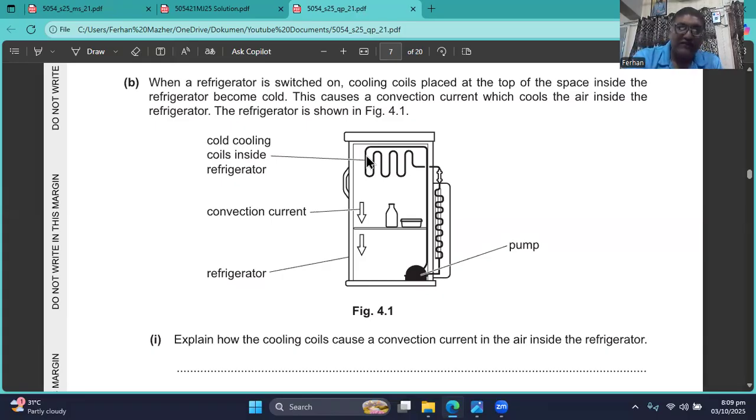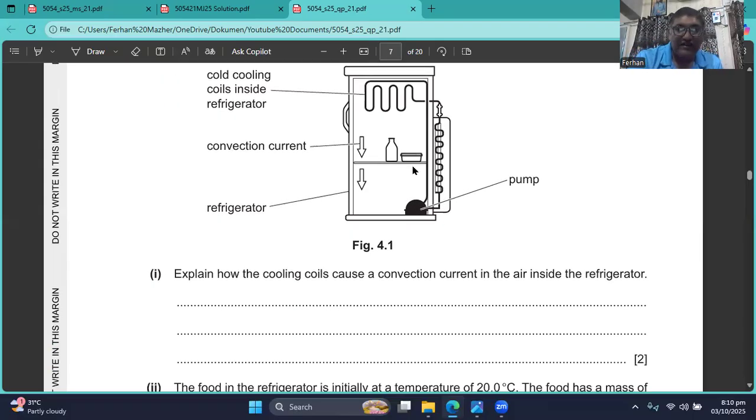On the top of your refrigerator, we have those cooling coils, and the air near them will become cold. The air particles will come close to each other. The density of that cold air will increase, and that cold air will go downward. From the bottom, the relatively hot air, which will be relatively less dense, will rise upward. So the cold, dense air is going downward. The hot and less dense air is rising upward. This way, the convection currents are created in the refrigerator.